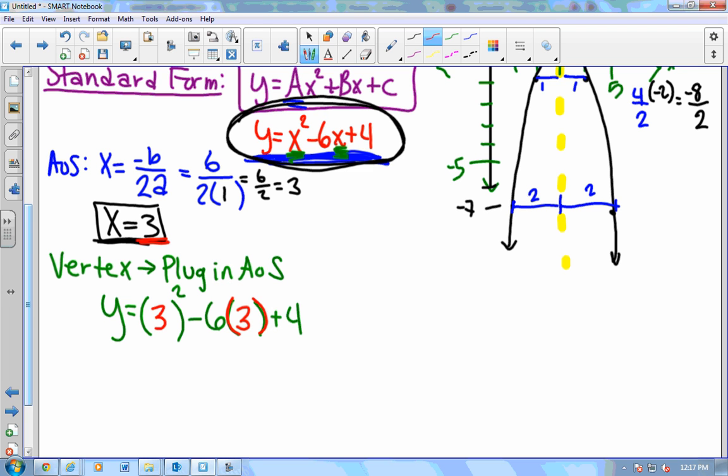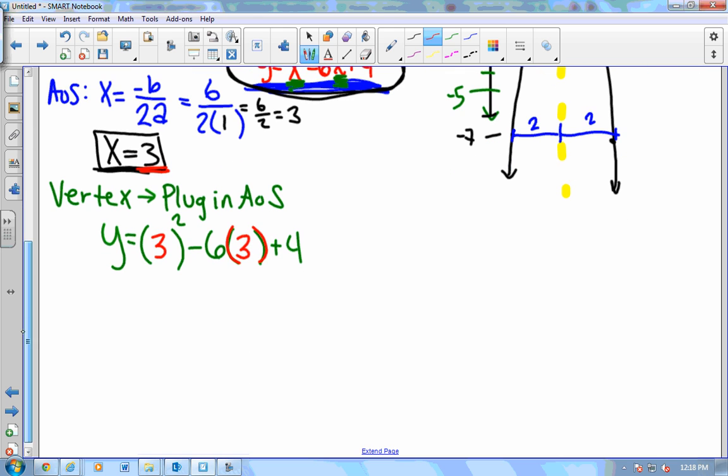Kevin, following order of operations, please excuse my dear Aunt Sally, what would we do first to simplify? Is there anything in the parentheses to do? No. So what would be the first one we actually have? Exponents. So Kevin, 3 squared would be 9. So we get 9 minus 6 times 3 plus 4.